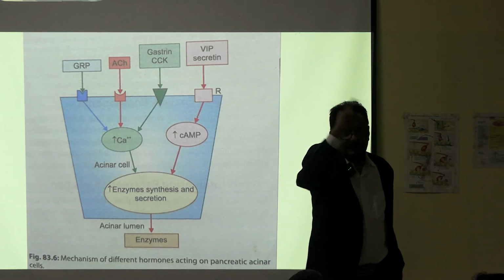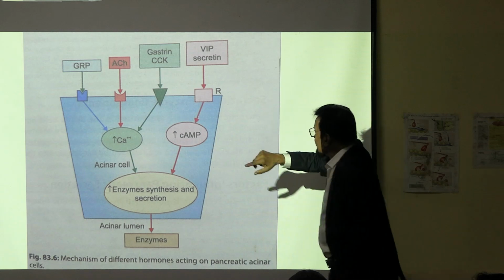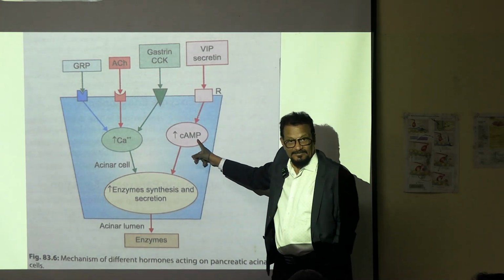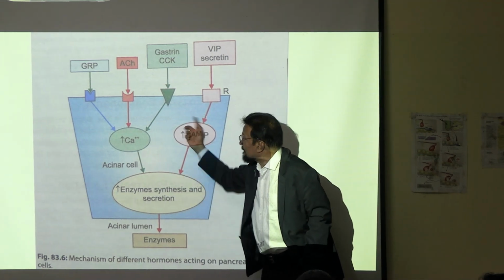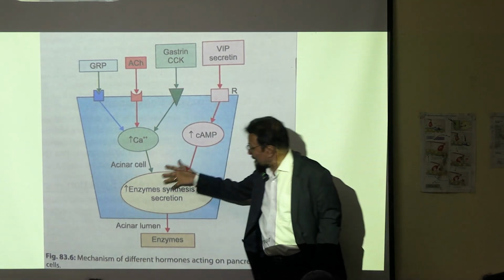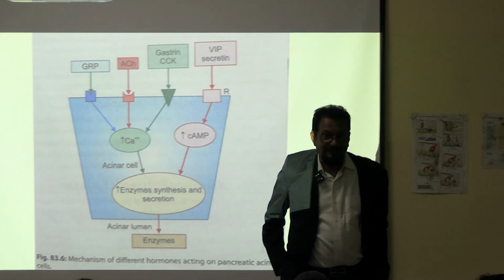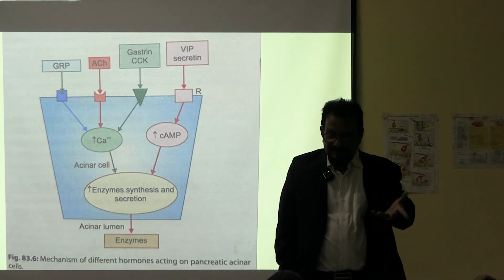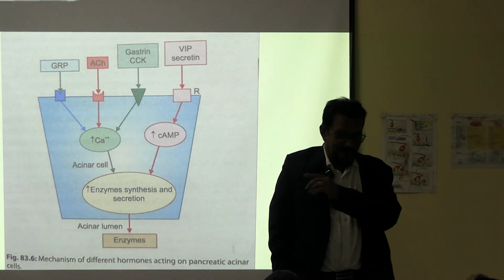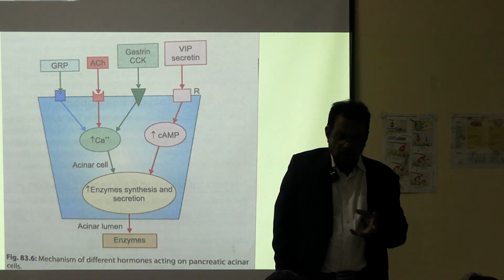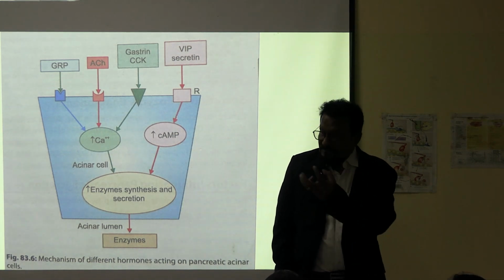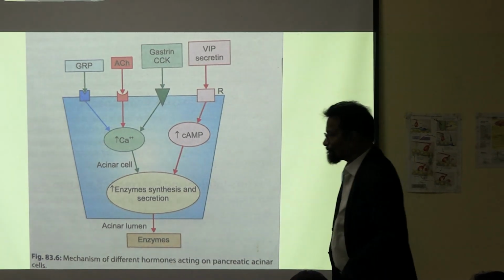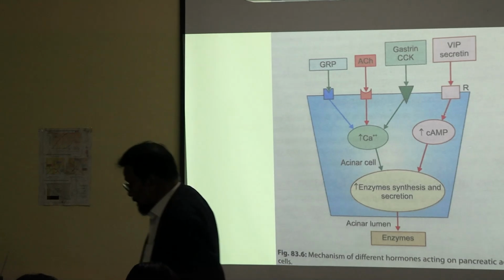Now this secretin will be circulated, and through circulation it will reach here and stimulate this, increasing cyclic AMP as second messenger, and it will do the same job. In this way the different enzymes are secreted in the pancreatic juice. Previously we have seen how bicarbonate is synthesized and released. Here we have seen how the zymogen granules, meaning these enzymes, are synthesized and released.